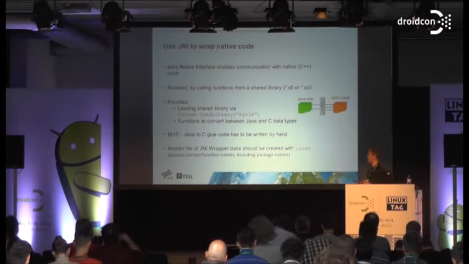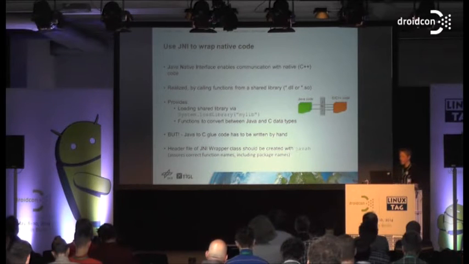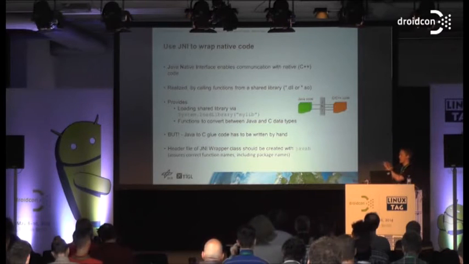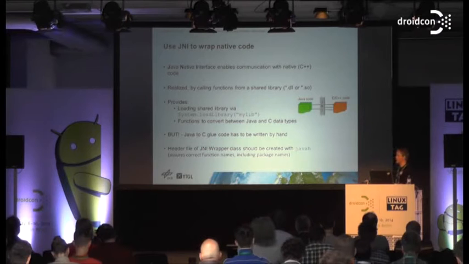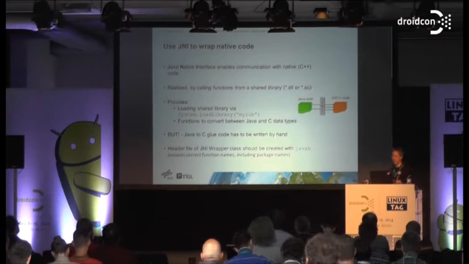But what's not so nice is that you have to write the glue code for yourself. You cannot do it automatically, at least not that easy. What's also important is when you define your native interface, you really have to be careful how you name your C functions, the glue code method names. And in order to do that right, you're using the tool javah, which does it automatically. That's kind of nice. And I'm going to show now how to do that.